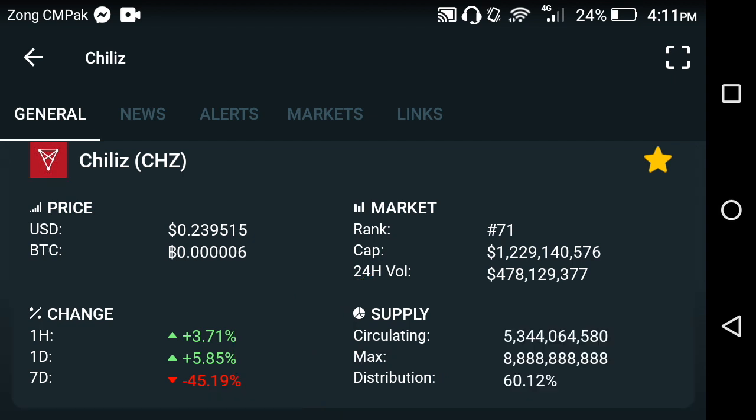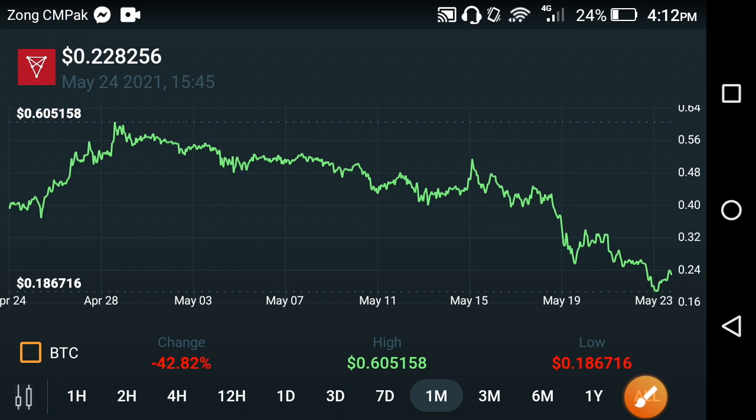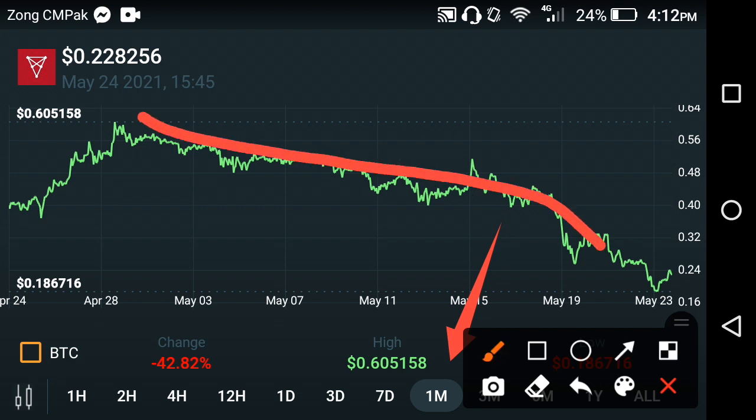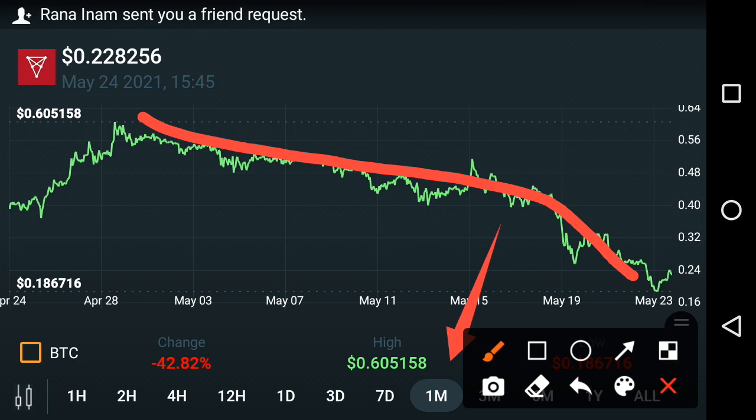So let's see, my friends, the price chart. What's going on in the price chart? You can see now on the screen the last 1 month price chart of Chiliz, the last 4 weeks. If you look at the price chart, you can see that for the whole month the price has been going down. You can see the price of Chiliz is going very badly down, friends.